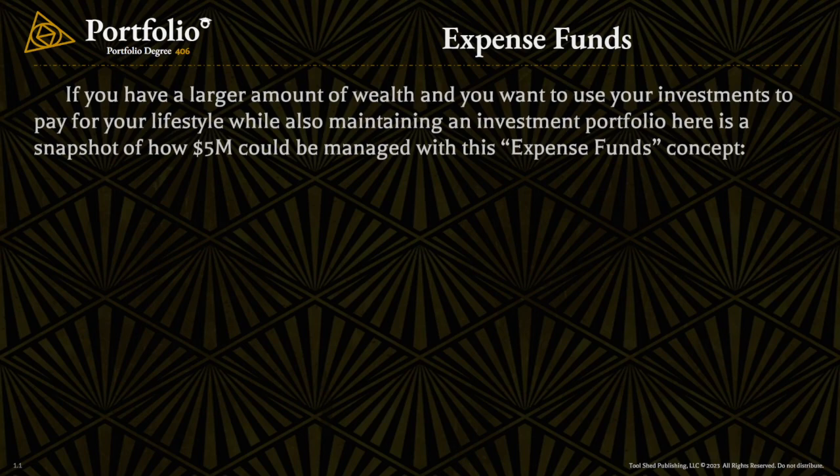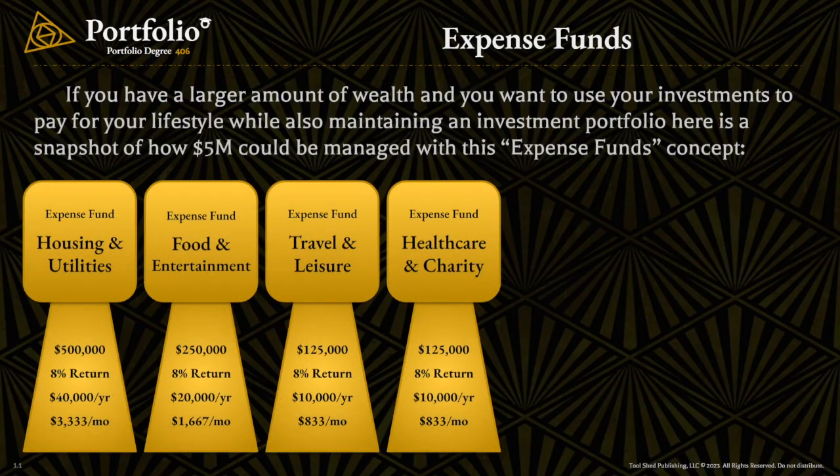Taking a broader perspective on that, say you have $5 million and you want to figure out how you can manage that while paying your bills and still being able to grow your money in your investments. What you can do, and this doesn't have to be in separate accounts, but it can be if it makes it easier for you than keeping a ledger, is segment out $500,000 in a fund for housing and utilities, $250,000 for food and entertainment, $125,000 for travel and leisure, and $125,000 for healthcare and charity.